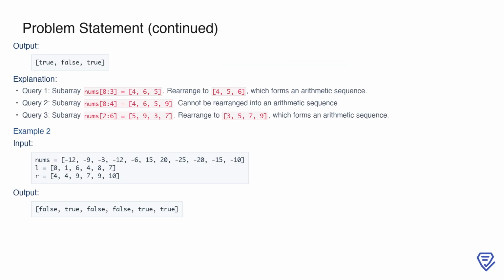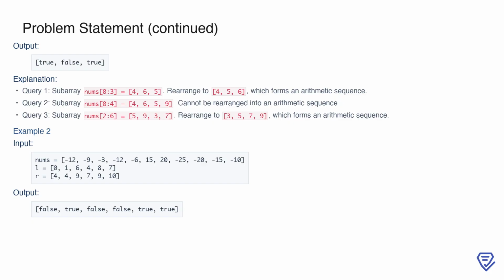Here, nums is 4, 6, 5, 9, 3, 7, and we have L as 0, 0, 2, and R as 2, 3, 5. For the first query, the subarray defined by L[0] and R[0] is nums[0:3], which is 4, 6, 5. By rearranging this subarray to 4, 5, 6, we can see it forms an arithmetic sequence with a common difference of 1. So, the first result is true.